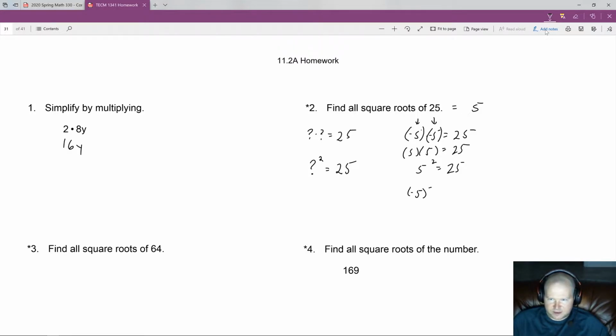So again, negative 5 squared is equal to 25, because a negative times a negative is a positive, and 5 times 5 is 25. So the answer to that is both 5 and negative 5. Those are both answers to that. Those are all the square roots.